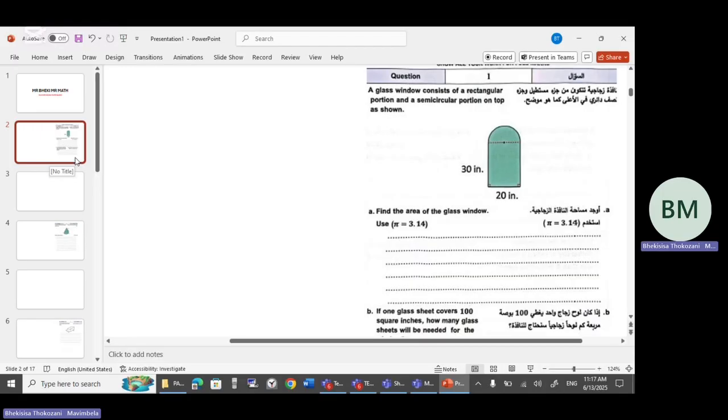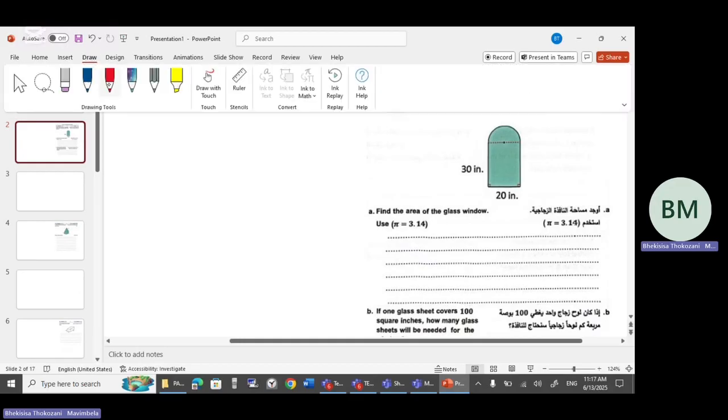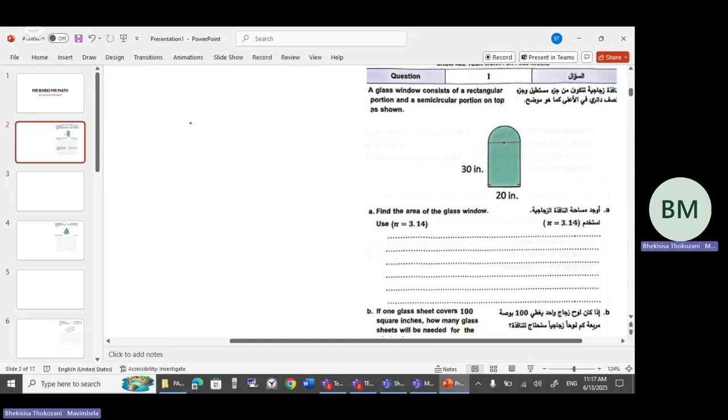So guys, let's look at this first question here. It says, a glass window consists of a rectangular portion. Again, there are a few words you need to always look for when reading this statement, because you don't have a lot of time. You can underline things like rectangular portion and semicircular portion. So there are two things you can see here. This first part they spoke about is your rectangular portion, this one here.